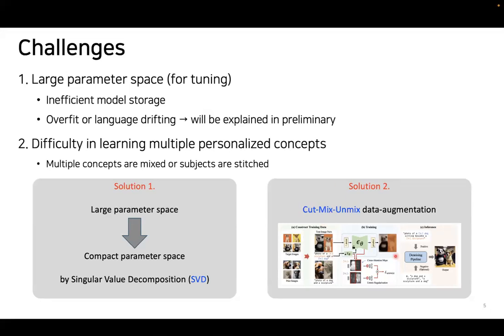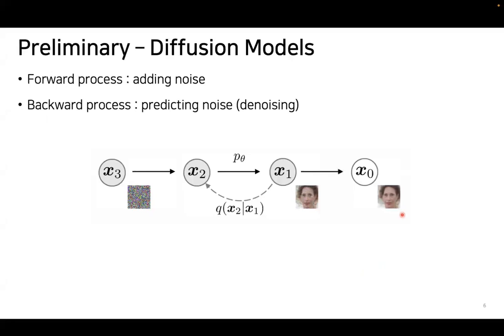Okay. So the preliminary begins with diffusion models, but it does not require a deep understanding, so I will quickly move on. Diffusion models have two processes. The forward process adds noise, again and again, until it becomes Gaussian noise. And the backward process means we want to force our model to predict the noise from the forward process.